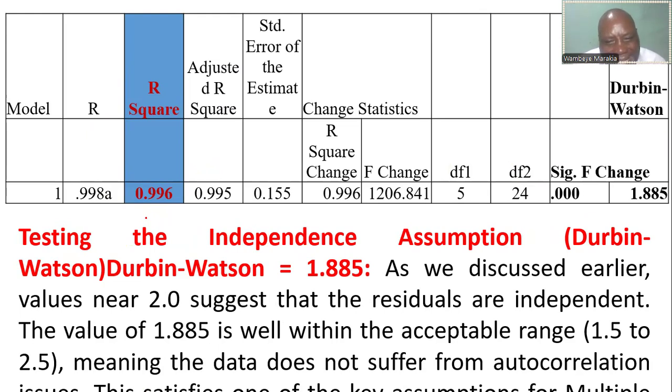For we have 1.885, and as we discussed earlier, the value near 2 suggests that the residuals are independent, and the value of 1.8 is well within the acceptable range of 1.5 to 2.5, meaning that the data does not suffer from autocorrelation, and we have not violated this rule of independence of assumption or autocorrelation.